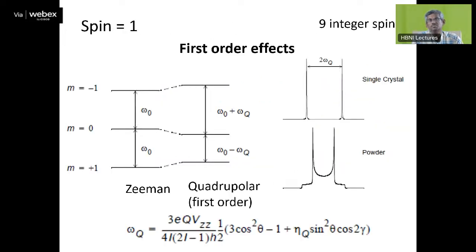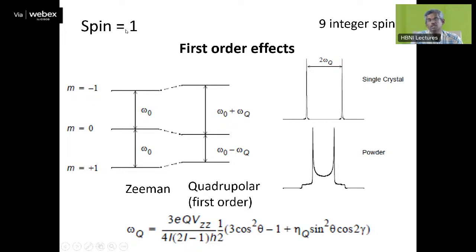Let us go further. This I will quickly discuss. There are two types of quadrupole interaction, one is first order and another is second order. Before going into that, in the periodic table there are spin 1 nuclei, which are also quadrupolar nuclei, then spin 3 by 2, spin 5 by 2.